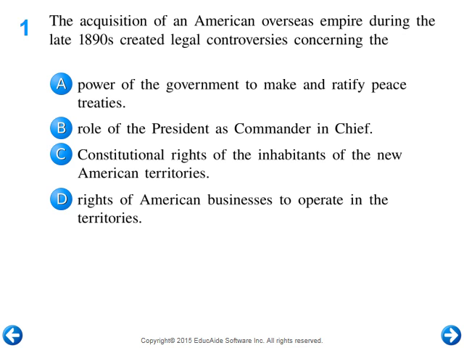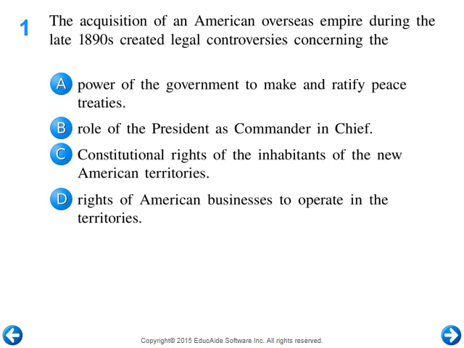Now, if we look at this first one here for A, power of the government to make and ratify peace treaties, honestly, this has nothing to do with the acquisition of new land. If we've acquired new land, the treaty doesn't even come into play. So we'll go ahead and set A aside. B, role of the president as commander in chief. Again, this doesn't even really pertain to this particular question. So we can remove A and B.